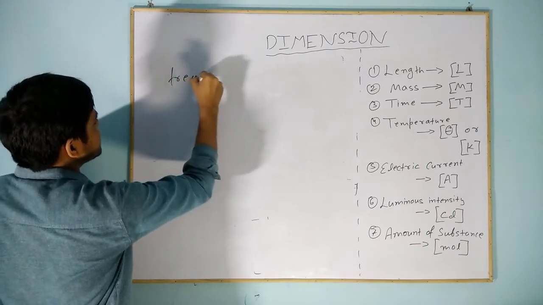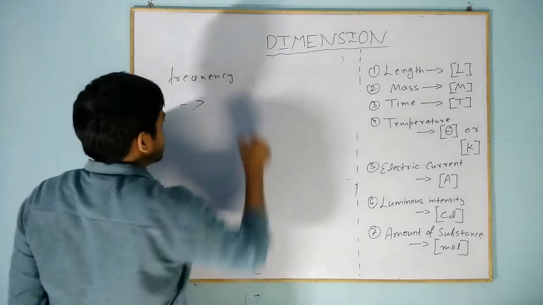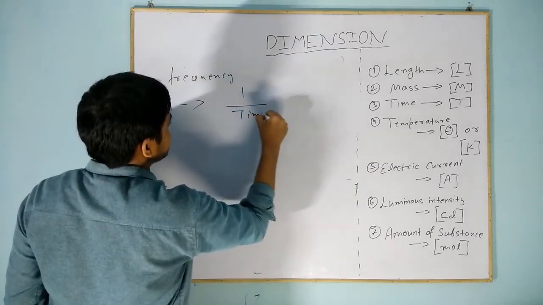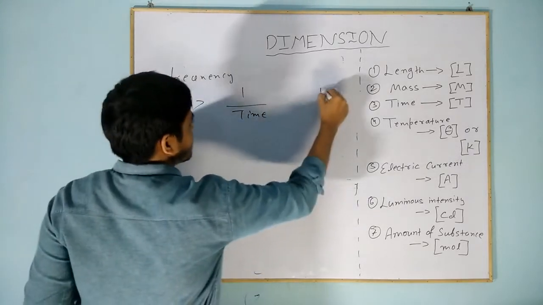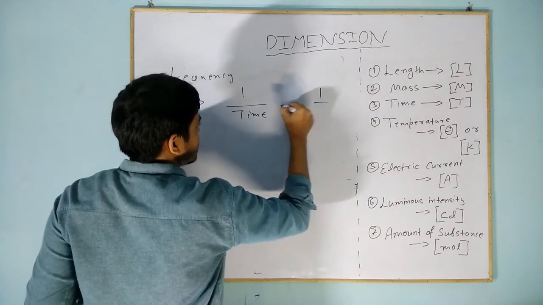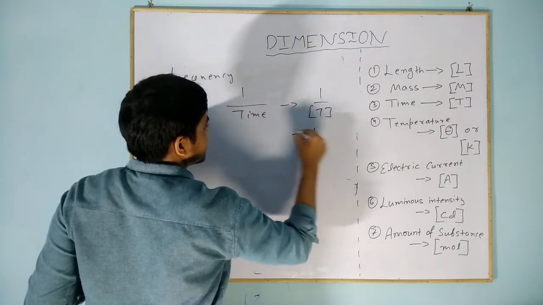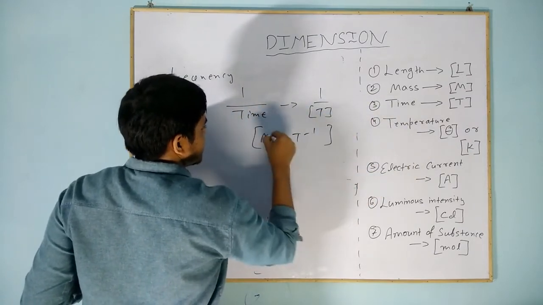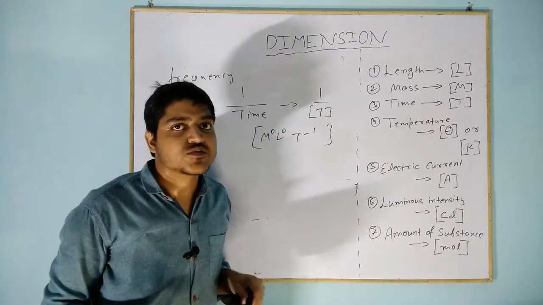Let's start with frequency. Frequency is 1 upon time. The formula of frequency is 1 upon time. So talking about dimension of frequency, it would be 1 upon what? T. That is T raised to the power minus 1. M raised to the power 0, L raised to the power 0, T raised to the power minus 1.